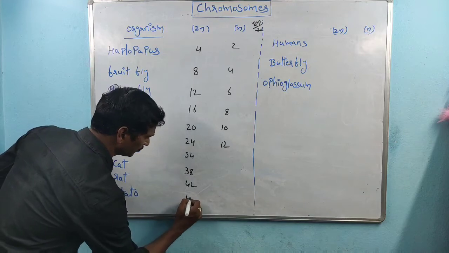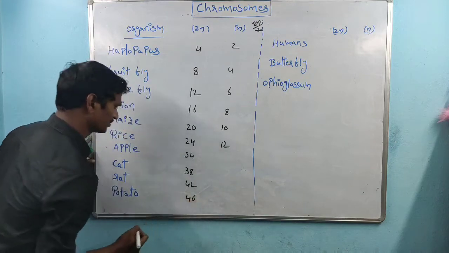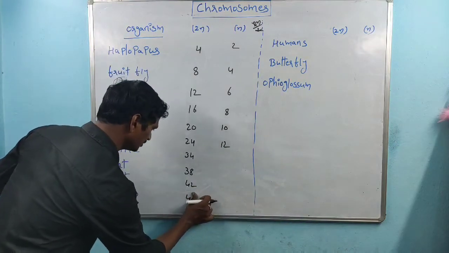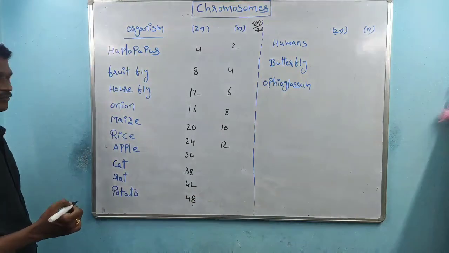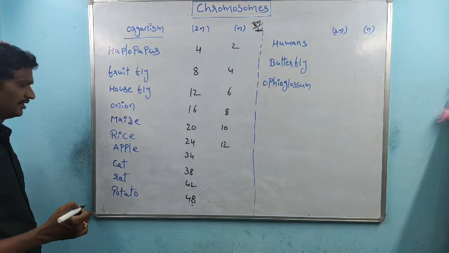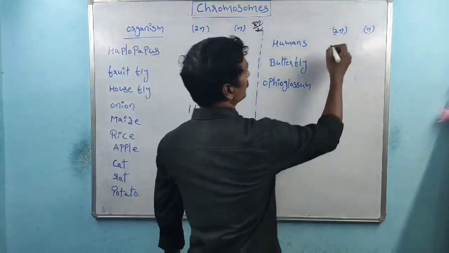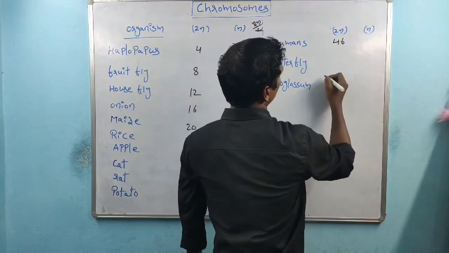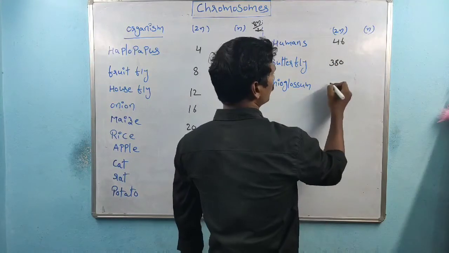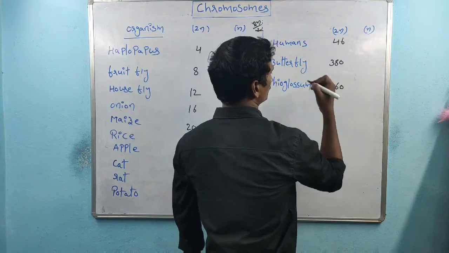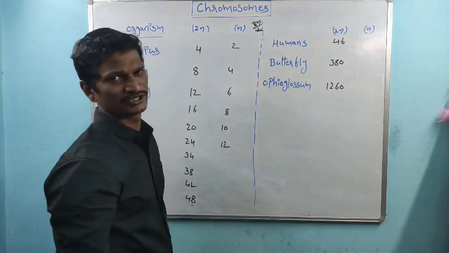Potato is the 46, right? Potato is not 46. Again, potato is different, 48. In potato the number of chromosomes is 48, right? See, in human beings the number of chromosomes is 46. In butterfly the number of chromosomes is 380, right? In Ophioglossum the number of chromosomes is 1260.